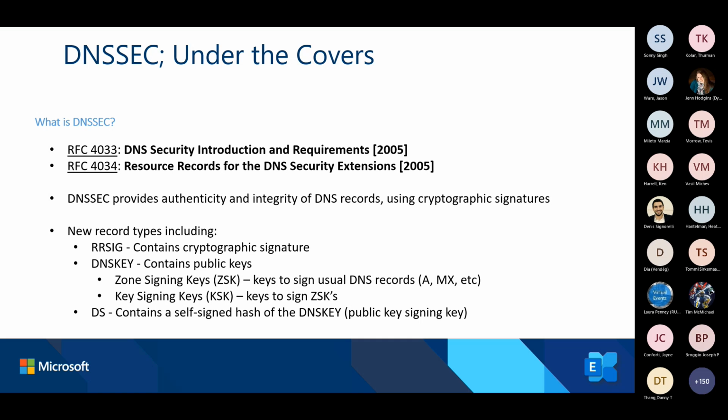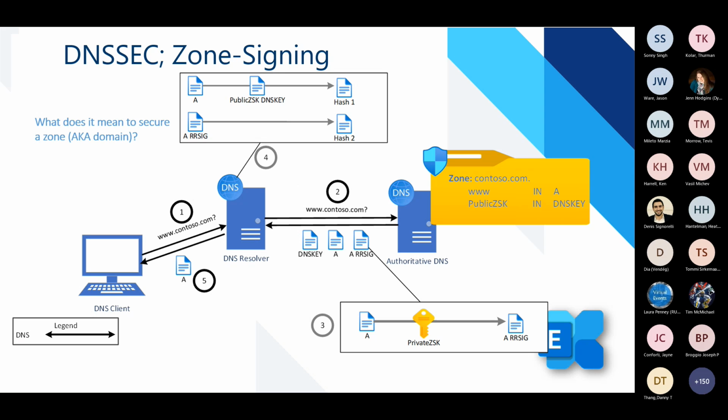So the RRSIG and the DNS key records are used for the zone signing. And then the DS record and the DNS key records are used for the chain of trust. The DS record contains a self-signed hash of the public key signing key record in that DNS key record. It's all going to come together in a few moments, but that's the introduction. Now we'll go into what zone signing looks like.